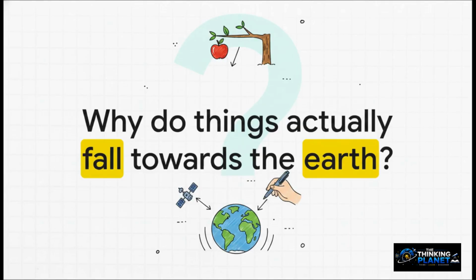I want to kick off today's explainer by asking you a question that honestly seems so simple a toddler could ask it. Yet it actually unlocks one of the most profound mysteries in all of physics. Why do things actually fall towards the Earth? Seriously, take a second to really think about that. When you drop your pen, why doesn't it just hover there? Or fall upwards? This foundational mystery is exactly what we're going to dive into today.